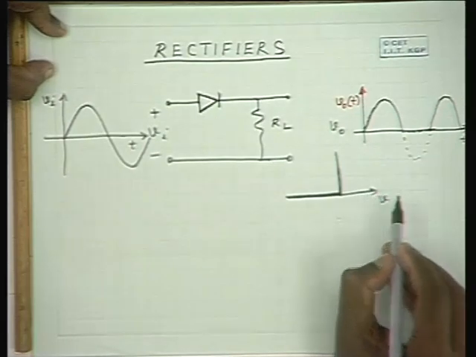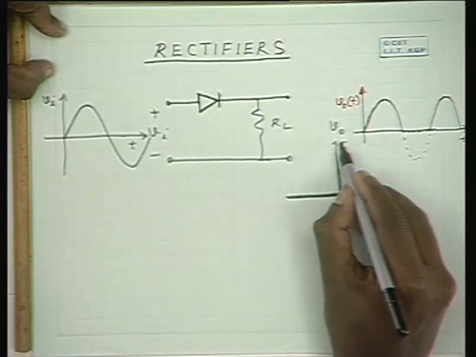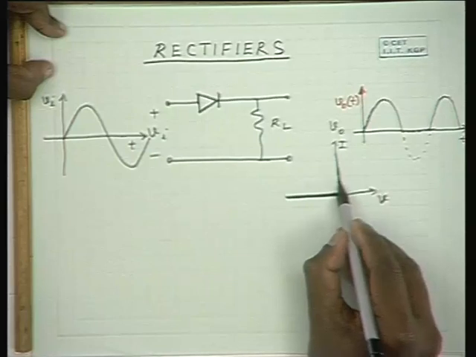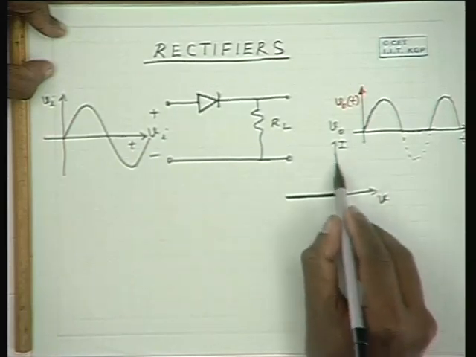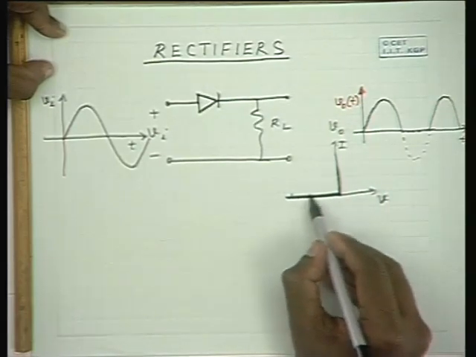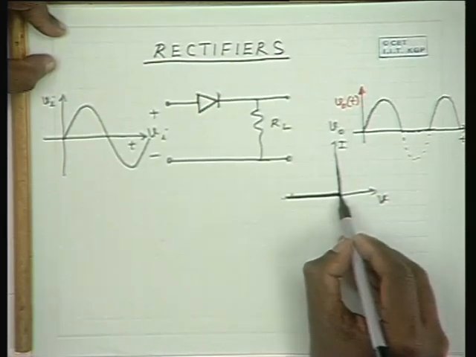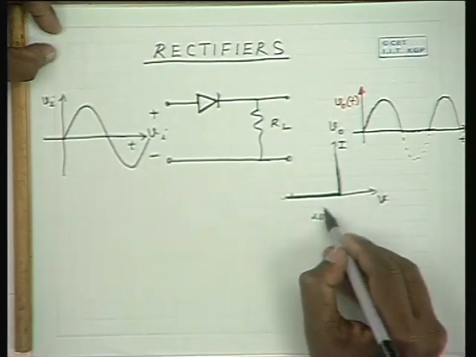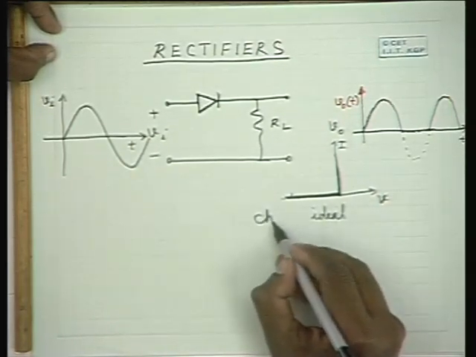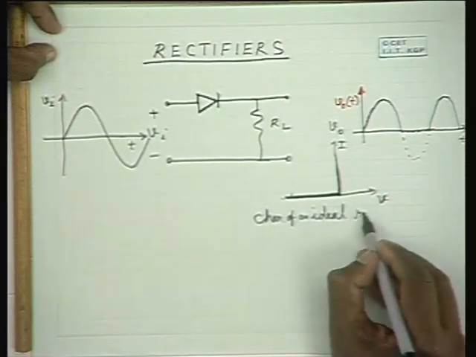So this is voltage, this is current, and the characteristics is like this. For positive voltage, even with zero voltage, it should allow current to pass through. For negative voltage, with any amount of negative voltage, the current that is passed through is zero. So this is the idealized characteristics of an ideal rectifying diode.